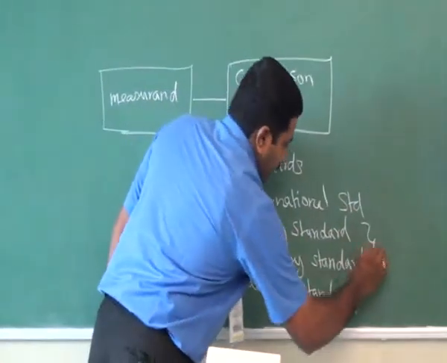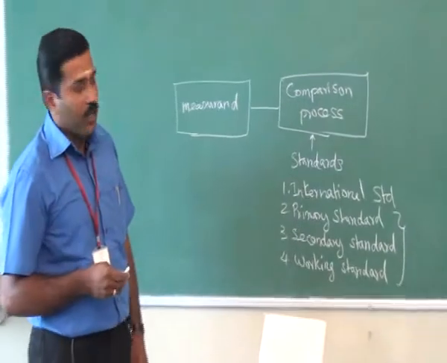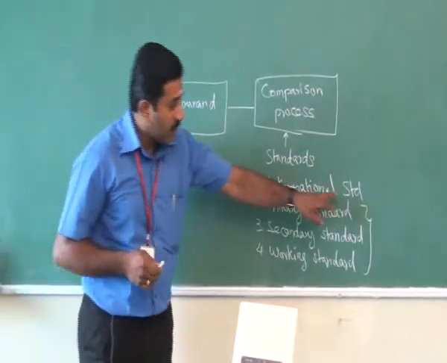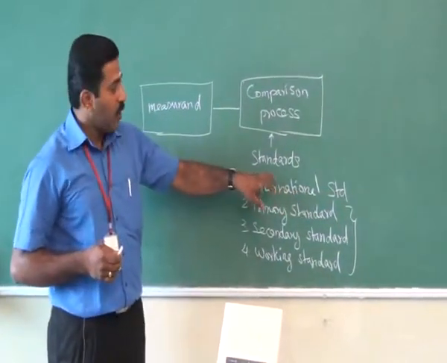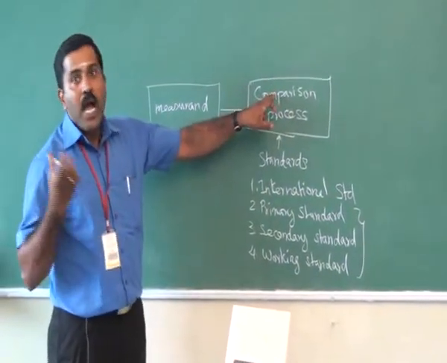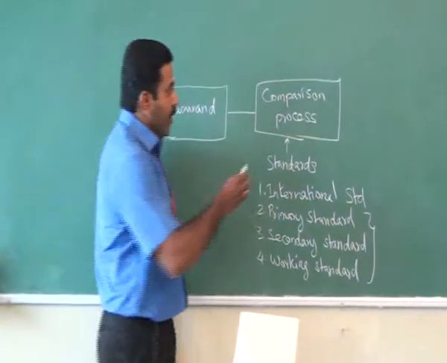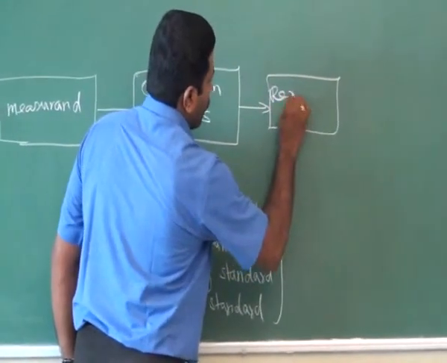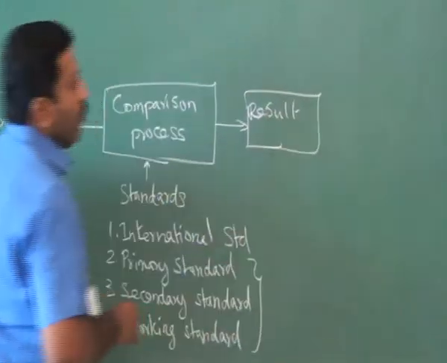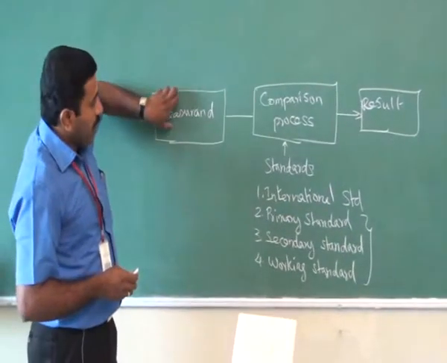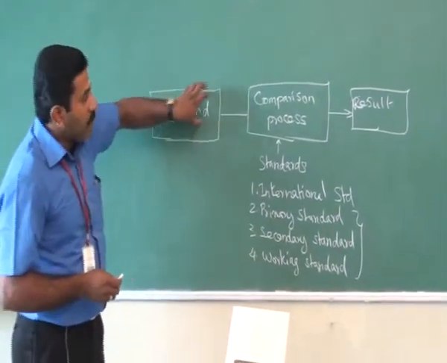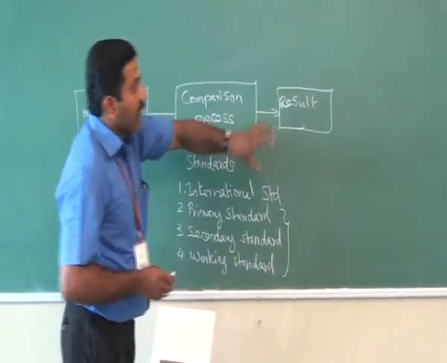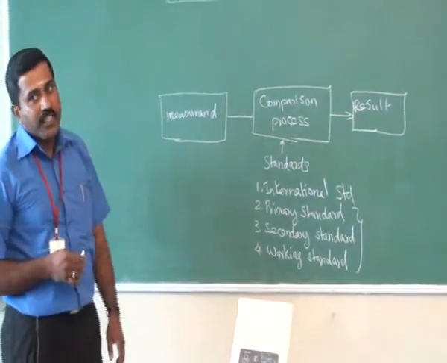These three standards we follow at the national level. Only the international standard has to agree with the international level. This standard is what we compare with the unknown quantity. Finally we get a known value as the result. The unknown quantity, the measurand, is compared with the standard value and then we get the result. This is called measurement.